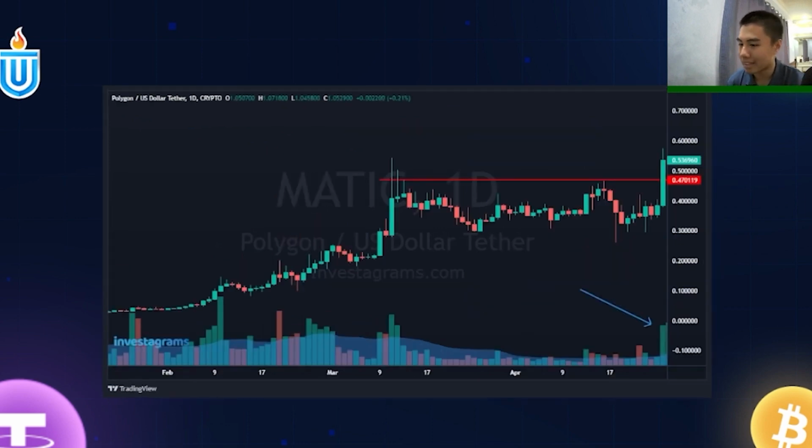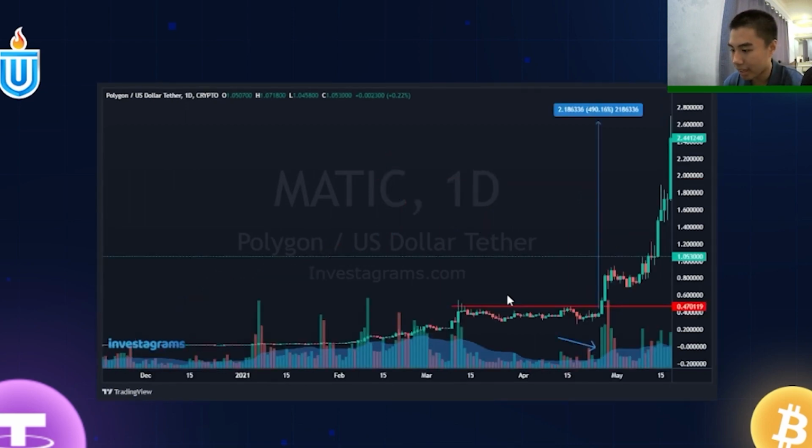Same here, we have Matic. We have a clear sideways trend and a clear level of resistance. Once it broke out, you can see the volume was strong. That's a sign that, okay, it's not a sure ball, but there's a high probability that it will continue, because the volume is great. And at the time, the market was really good. And there's history: it went up 500% in about 2-3 weeks, in about a month. So that's the power of volume.